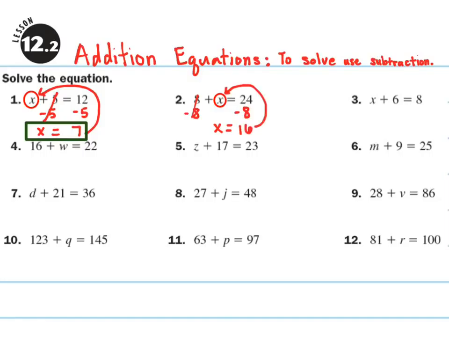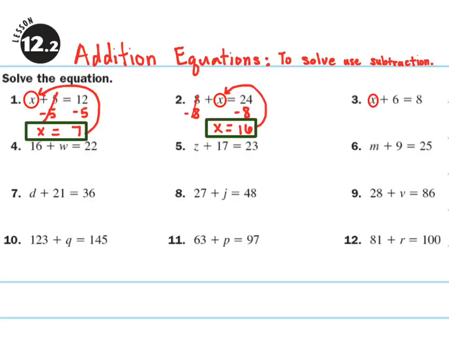Now if I put this back into the original equation, 16 plus 8, or 8 plus 16, that does give me 24, and so I'm going to box my answer, and I know that I've verified that I have the correct solution. One more quick example, and then we'll move on to 12.3.